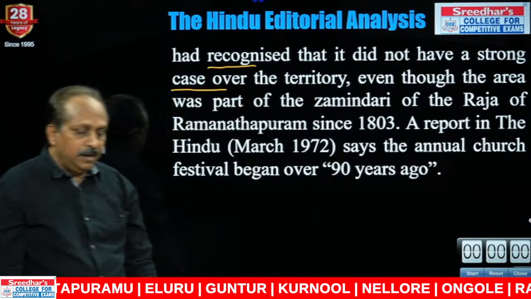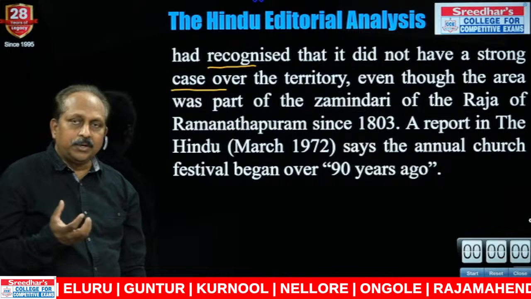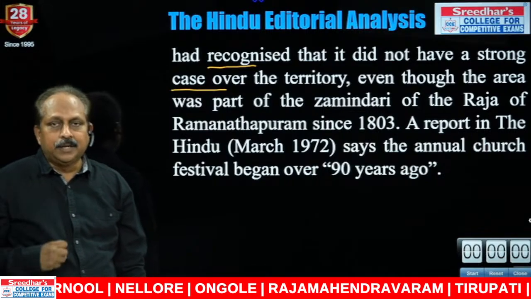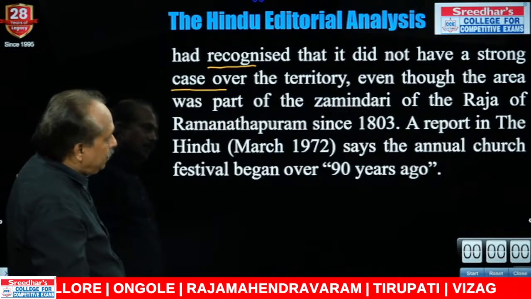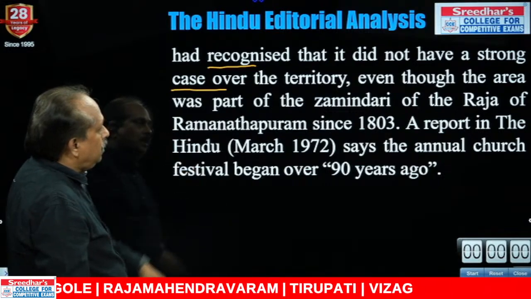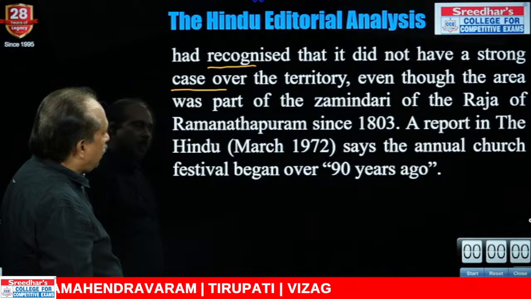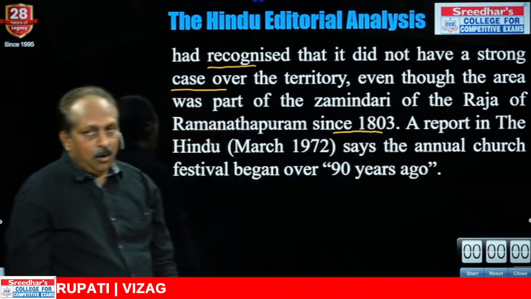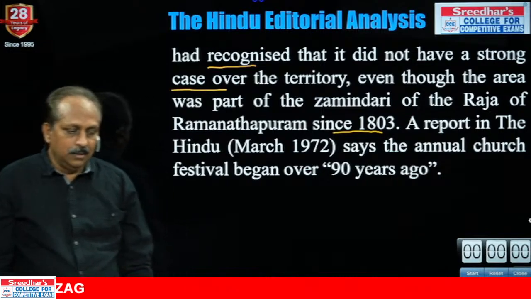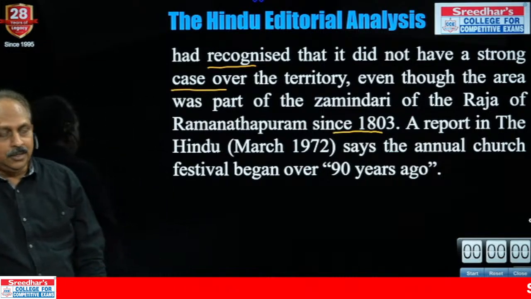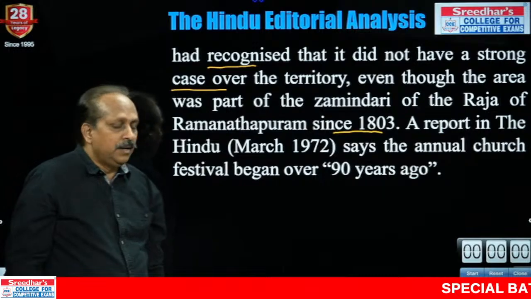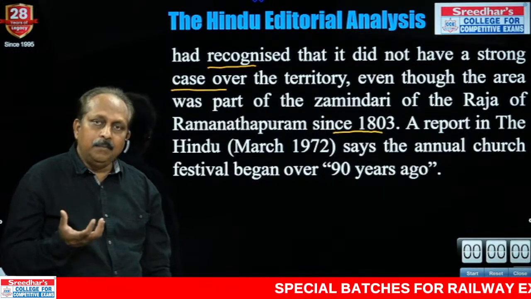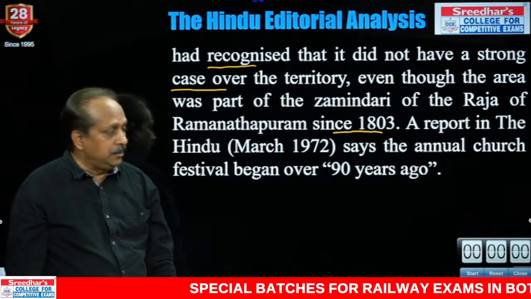Indian leadership realized that it did not have a strong case, meaning it did not have a valid reason to claim the territory, even though the area was part of the Zamindari of the Raja of Ramanathapuram since 1803. It belonged to a particular Raja. Though it belonged to a particular Raja of Ramanathapuram, Indian leadership did not have a valid reason, and because of that they could not claim the territory.